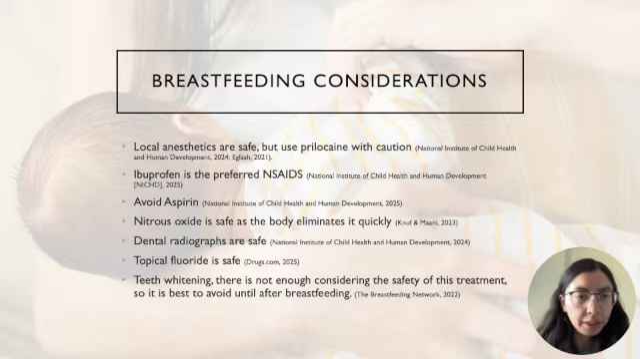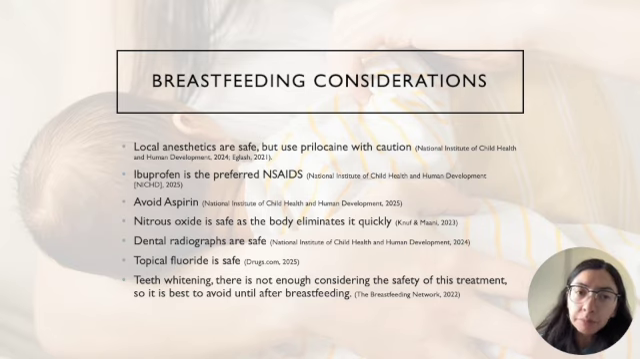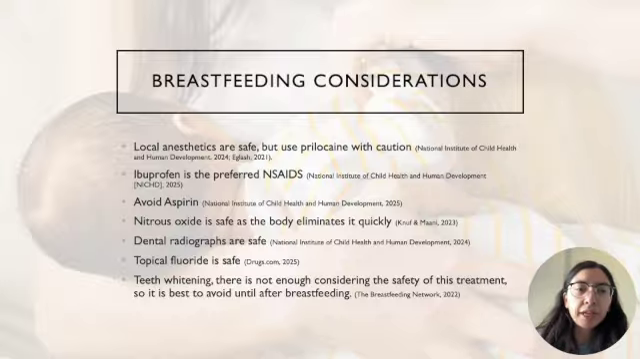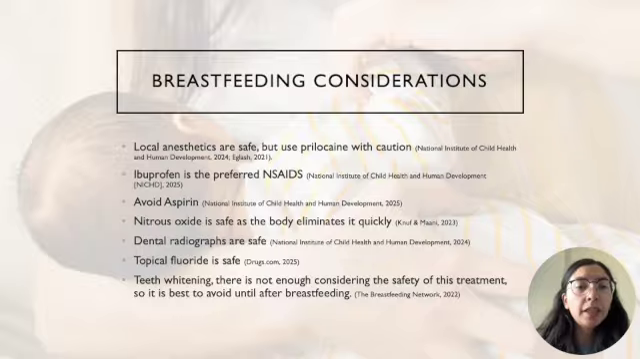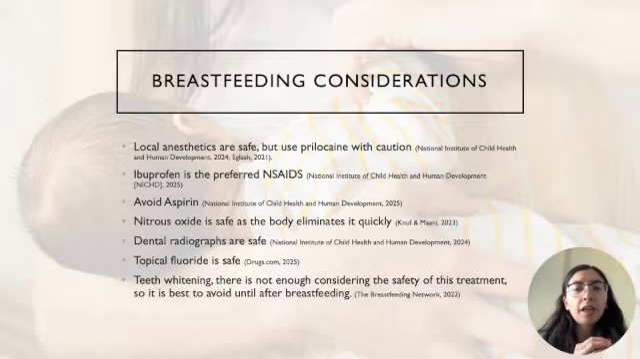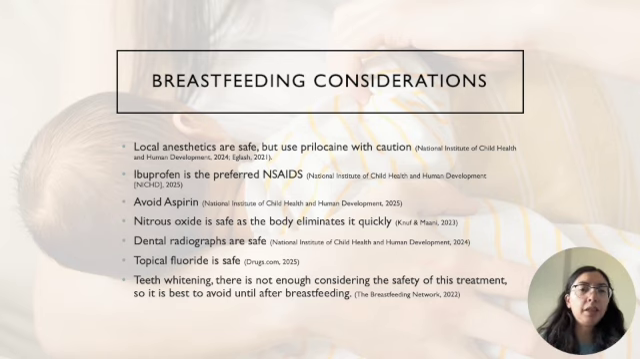Now, breastfeeding considerations. Local anesthetics are safe, but use prilocaine with caution. Ibuprofen is the preferred NSAID. Avoid aspirin. Nitrous oxide is safe as the body eliminates it quickly. Dental radiographs are safe. Topical fluoride is safe, which is something that I often get questioned about by patients, who say they don't want topical fluoride because they're scared that the baby might get it through breast milk.